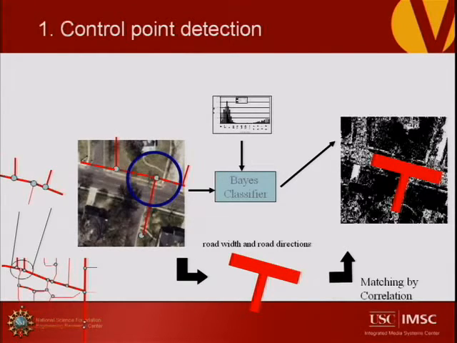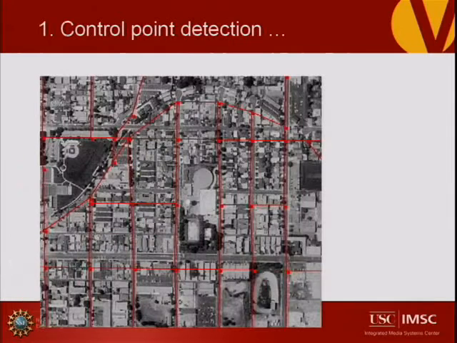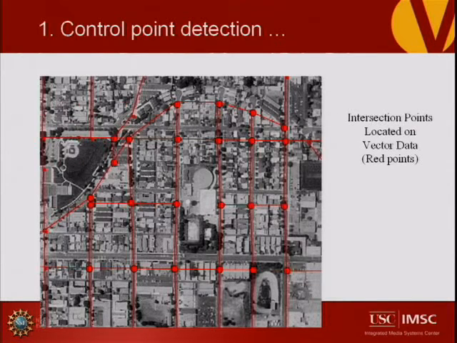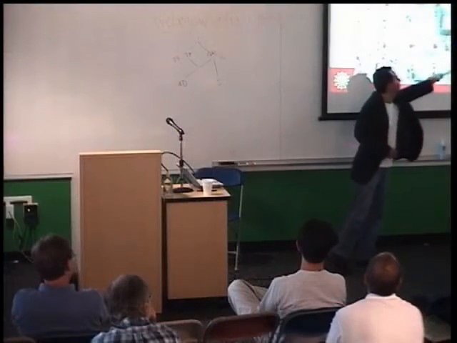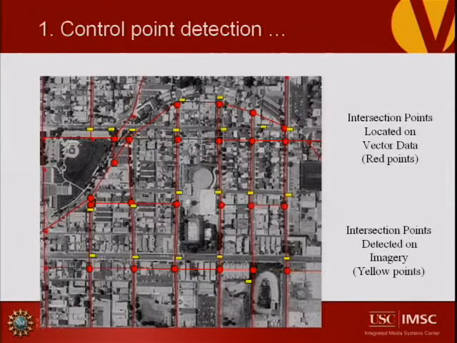However, no matter how well you do things, you will end up with wrong noisy points. So here is an example where you first find the intersections in the vector data, the red points, which is kind of easy. And then using the technique that I told you, we find the corresponding intersection points on the images. So as you see, you still end up with wrong intersections. So for example, this one here, right? This is a wrong one detected. So no matter how well you do, you still end up with those.